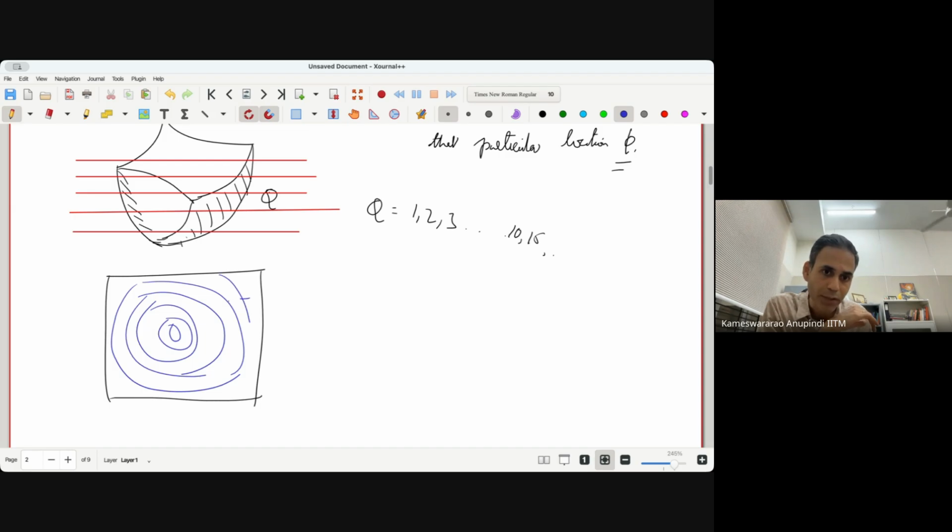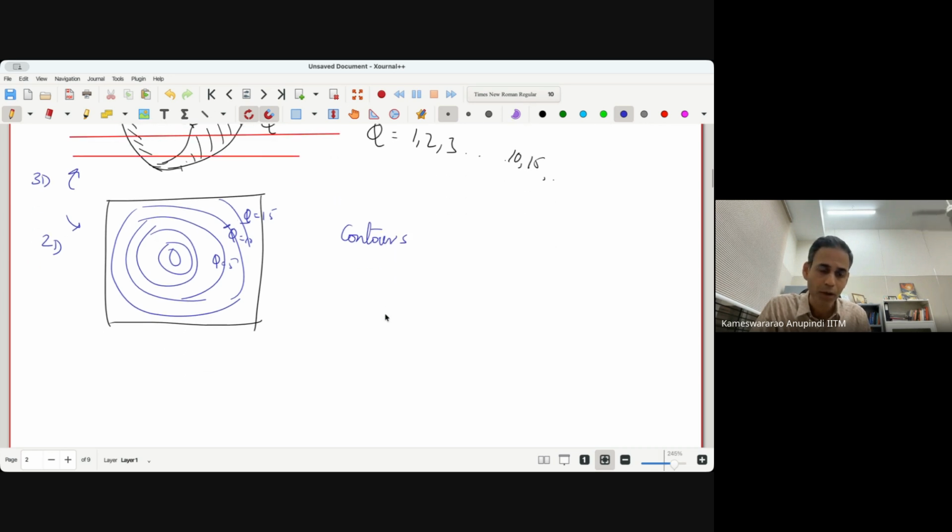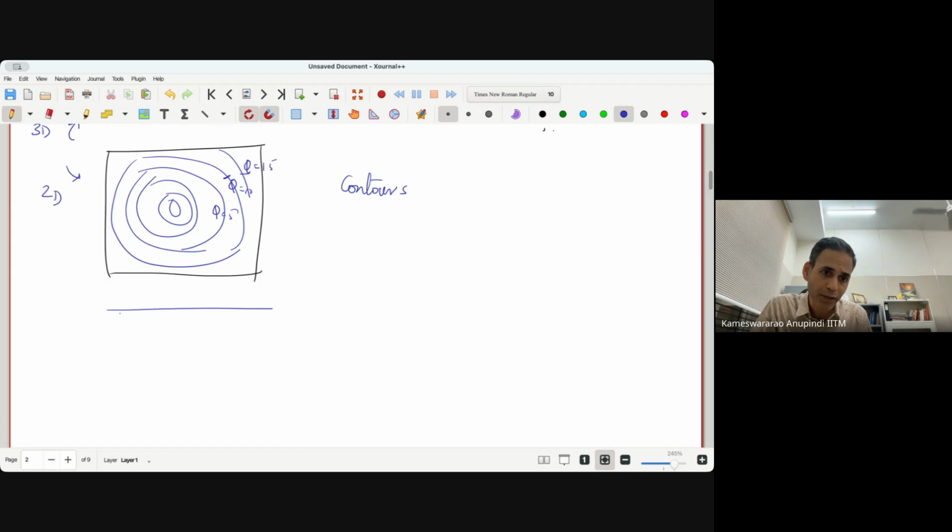That means on this entire contour, Q equals some value, say Q equals 15, Q equals 10, Q equals 5, and so on. These contours are obtained by cutting the surface. Essentially, this is a 3D picture and this is a 2D picture. These are the contours of phi.